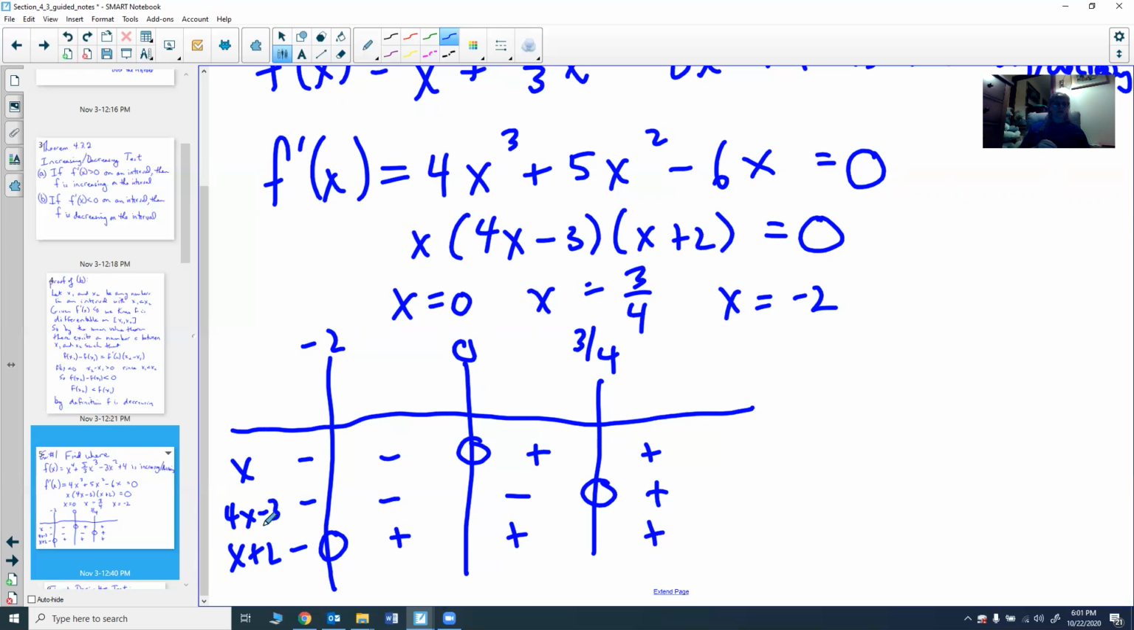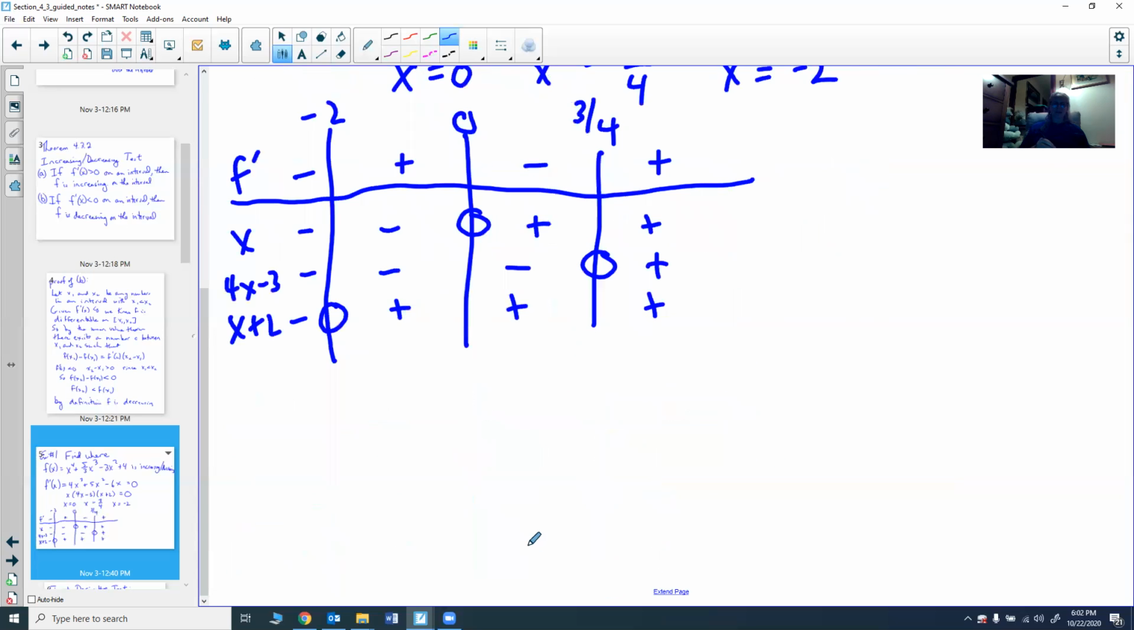So looking at this, we're going to multiply these all together. We're looking at what the derivative is doing. Negative times a negative times a negative is a negative. Positive times a negative times a negative is a positive. Positive times a positive times a negative is a negative. And positive, positive, positive is positive. So this tells me that the derivative is negative less than -2, and from 0 to 3/4. And the derivative is positive between -2 and 0, and 3/4 to infinity.